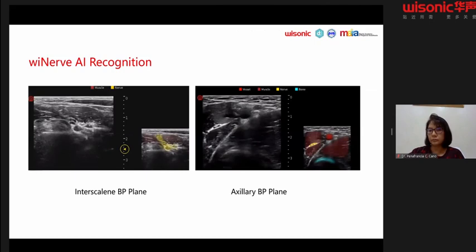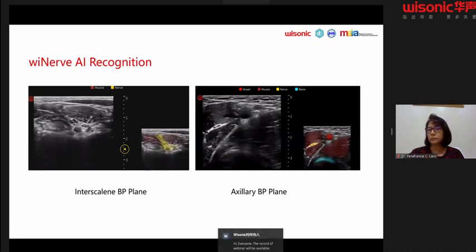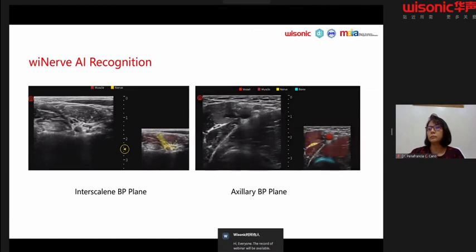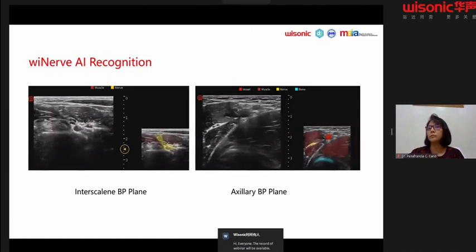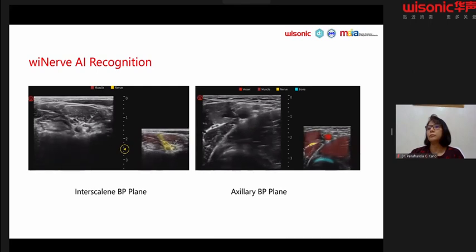With our WeNerve AI recognition, artificial intelligence is also changing the way we do recognition. We can use a different color to label different tissues. As we see in the video, the red is the muscle, the yellow is the nerve, and the blue is the bone.